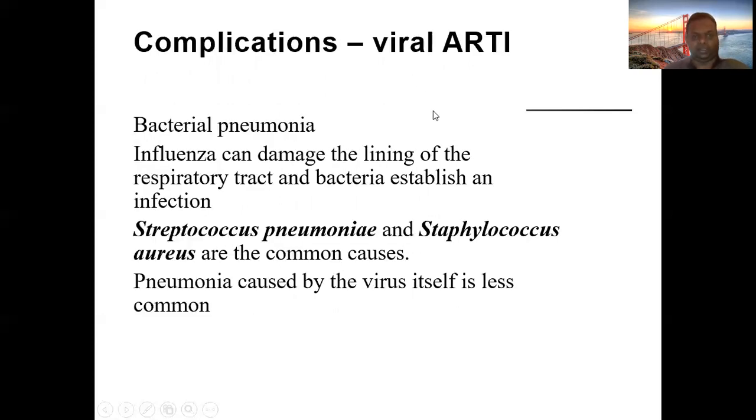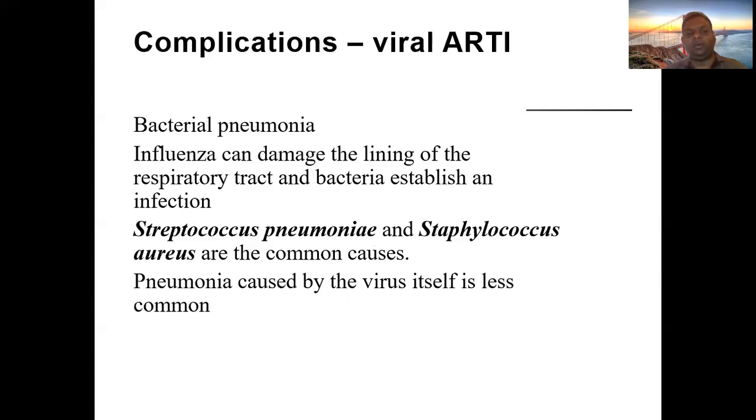So what are the complications? It leads to bacterial pneumonia. The presence of virus in the respiratory tract leads to defects in local immunity, innate immunity as well as adaptive immunity. So influenza can damage the lining of the respiratory tract, leading to bacteria establishing an infection, especially Streptococcus pneumoniae and Staphylococcus aureus, which are the common causes. So these are secondary bacterial infections in a viral respiratory tract infection.